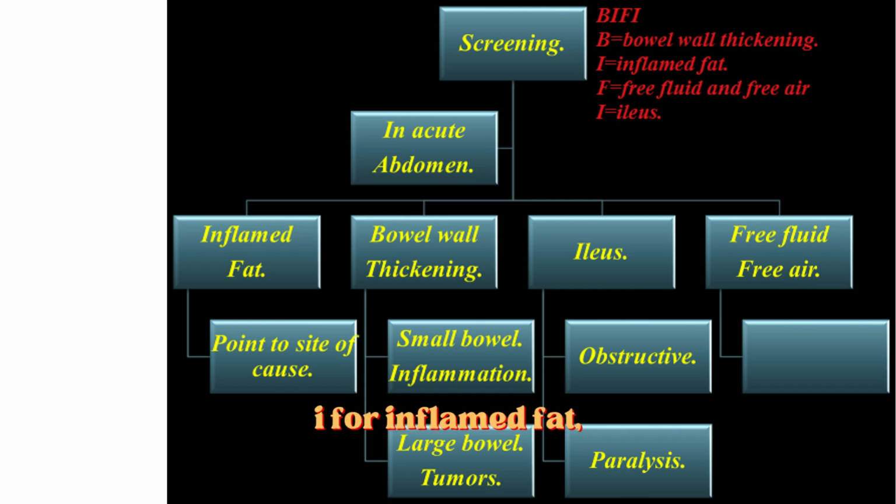I for inflamed fat, F for free fluid or free air, and finally another I for ileus. In case of inflamed fat, which can point to the site of the lesion, while bowel thickening if seen in small bowel probably will be inflammation, while if it is in large bowel will be mostly tumors. The ileus could be obstructive or paralytic, while presence of free air or free fluid points towards perforation.